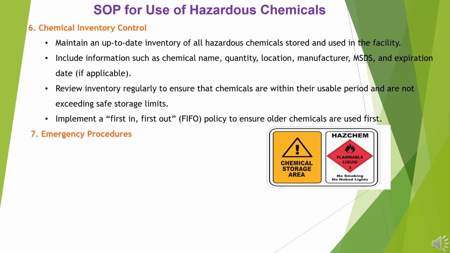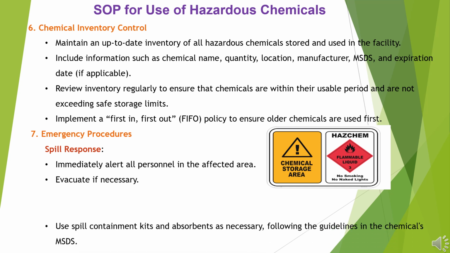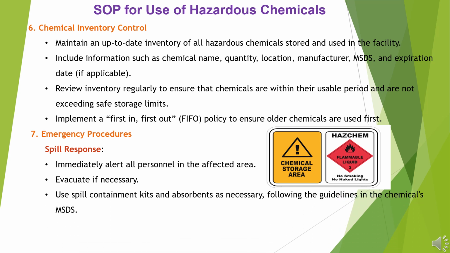7. Emergency procedures. Spill response. Immediately alert all personnel in the affected area. Evacuate if necessary. Use spill containment kits and absorbents as necessary, following the guidelines in the chemical's MSDS. Report all spills to the supervisor and/or chemical safety officer.